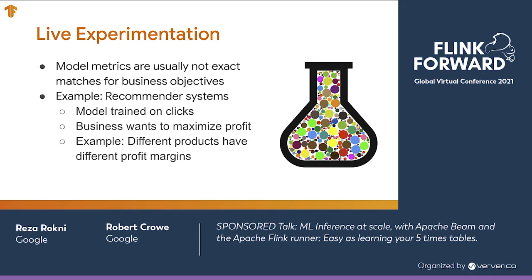So one of the things that becomes important in a production environment is the idea of live experimentation, because model metrics are not usually exact matches for the business objectives. They're things you can measure, but they often don't map exactly to what the business wants. So for example, in a recommender system, you can train the model on clicks because that's something you can measure. But what the business really wants is to maximize profit. Different products have different profit margins, and a click on one is not the same as a click on another. So there is live experimentation that happens in production environments to try to move closer to your business objectives.